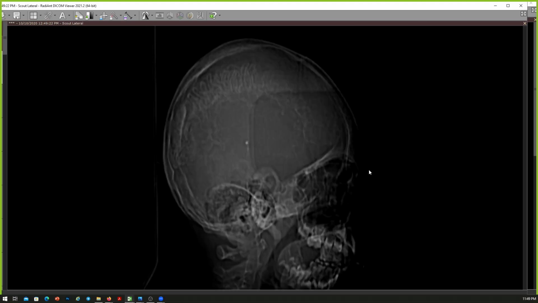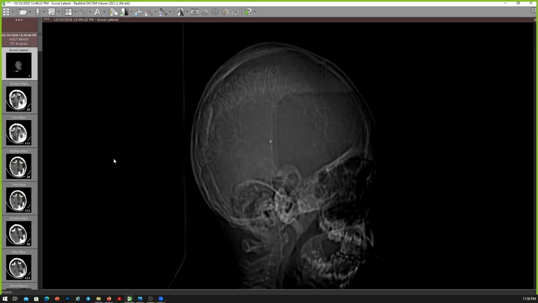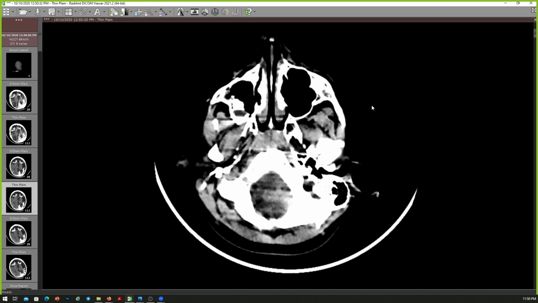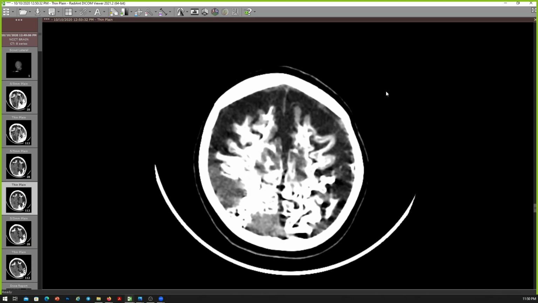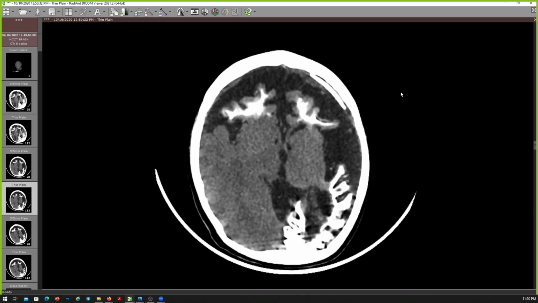Let me go on to the other images. This I just showed you the scout, and that was enough. In earlier days, before CT became popular, they used to diagnose Sturge-Weber or gyral calcifications in skull radiographs itself. So you can see how beautifully we can see these gyral calcifications. And when we go on to the CT scan, there are extensive gyral calcifications and significant bilateral cerebral atrophy.